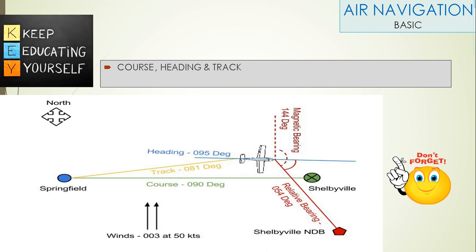Now heading: if we include the wind effect and measure from the longitudinal axis, we will find the heading of the aircraft is 095 degrees. Now, what is the relative bearing and magnetic bearing? Magnetic bearing is from the magnetic north, and relative bearing is from the nose of the aircraft to our intended position of arrival. So this is a very useful picture which will help us to clear the concept.